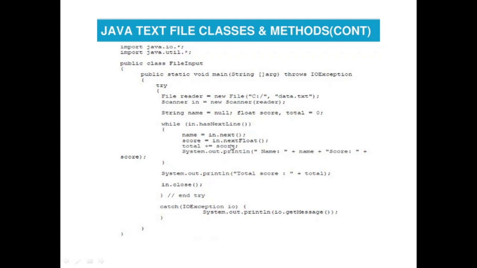And total plus equals score, that is total will be incremented by the value of score. It will keep the sum of all the scores and then it will be printed. Okay, and when this loop finishes, it prints the total, that is the total score. Okay, so this is the usage of a Scanner class with the File class.